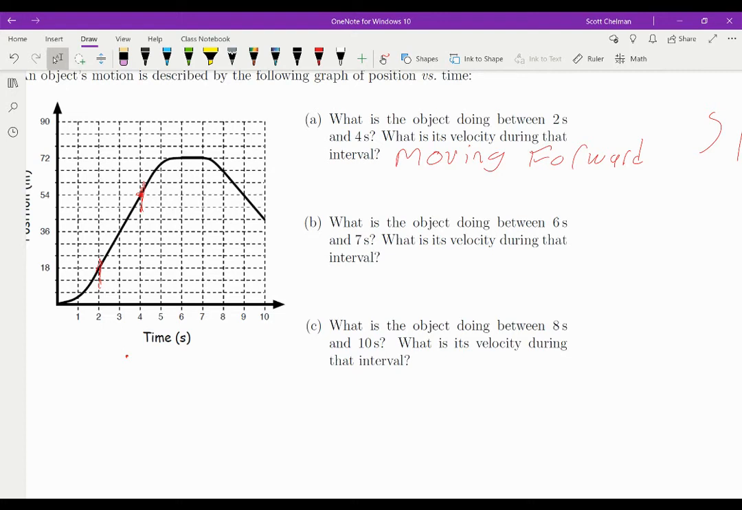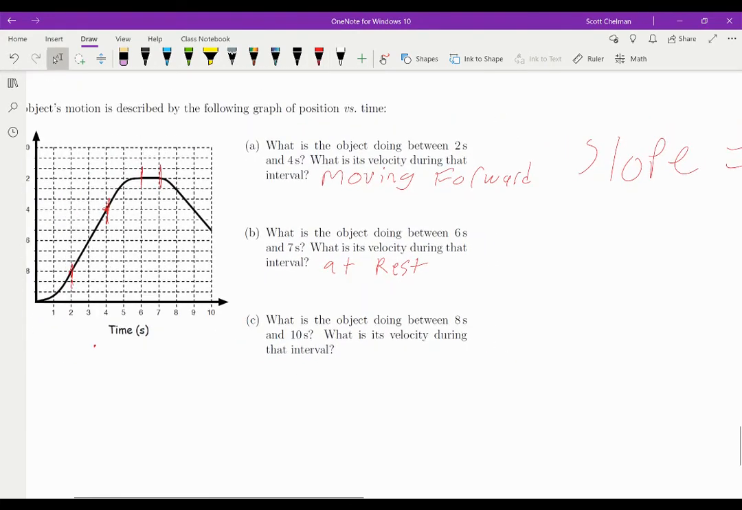So, B, we have 6 to 7 seconds right here. What is she doing? Standing still, right? Maybe this is where she gets to the office, waiting for whatever she's doing there. So for 6 to 7 seconds, we would say that she's at rest. That's the fancy physics way of saying it. The object is at rest. It's not moving, because you had that flat plateau on the graph. Now, we can probably guess without even calculating what the velocity will be, but we'll do it anyway. What's the velocity?